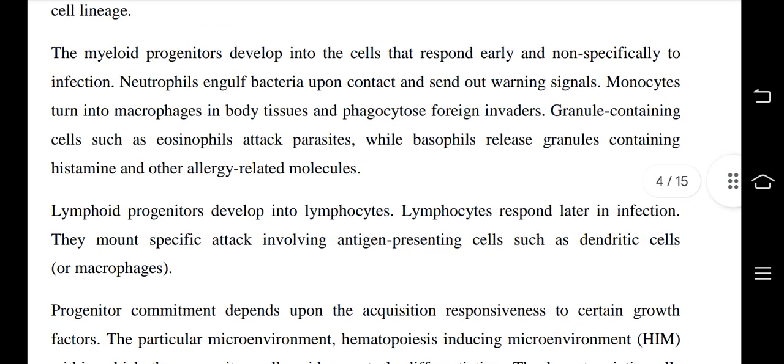The myeloid progenitors develop into the cells that respond early and non-specifically to infection. Myeloid progenitors: neutrophils engulf bacteria upon contact and send out warning signals. Monocytes turn into macrophages in tissue and phagocytose foreign invaders. Granule-containing cells such as eosinophils attack parasites, while basophils release granules containing histamine and other allergy-related molecules. Lymphoid progenitors develop into lymphocytes. Lymphocytes respond later in infection. They mount a specific attack involving antigen-presenting cells such as dendritic cells or macrophages.